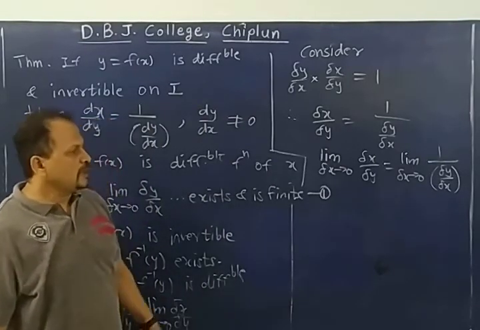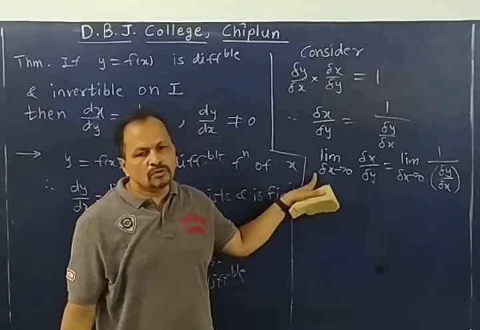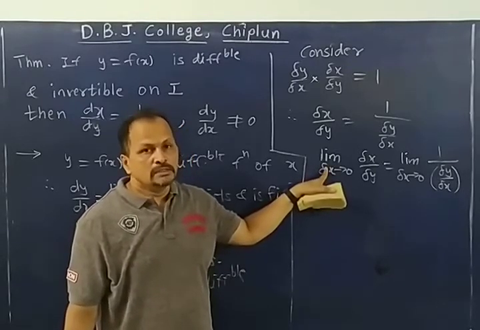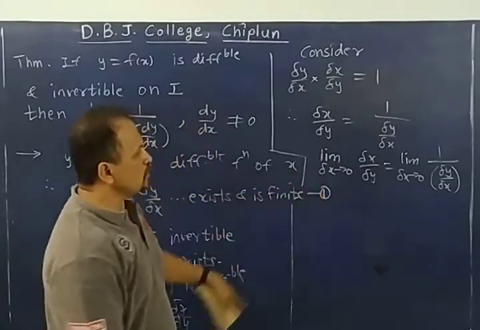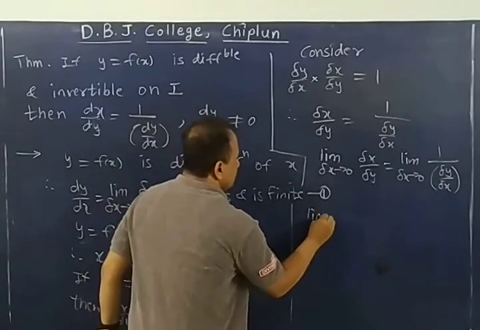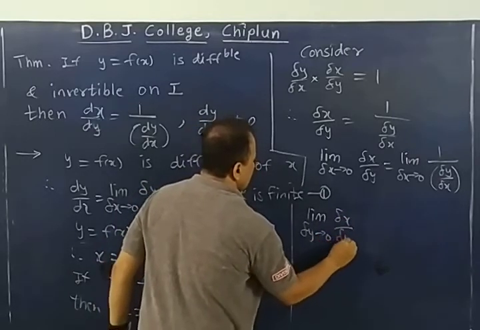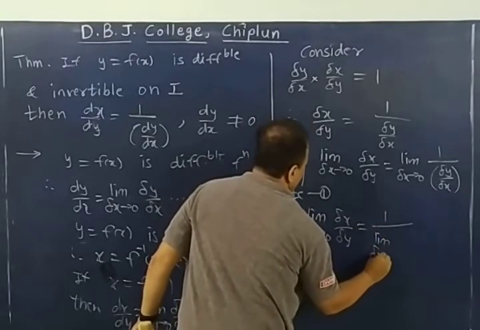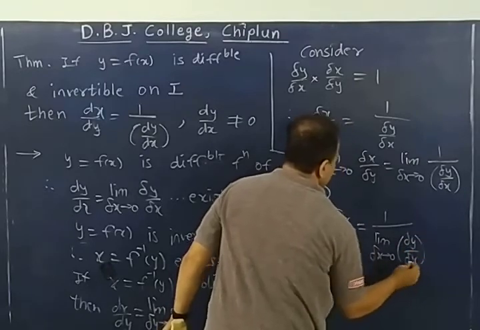Now we know that when delta x is going towards 0, delta y also goes towards 0. So when delta x tends to 0, delta y also tends to 0. So this delta x can be replaced by delta y, and I get limit delta y tending to 0, delta x upon delta y is equal to 1 upon limit delta x tending to 0, delta y by delta x.